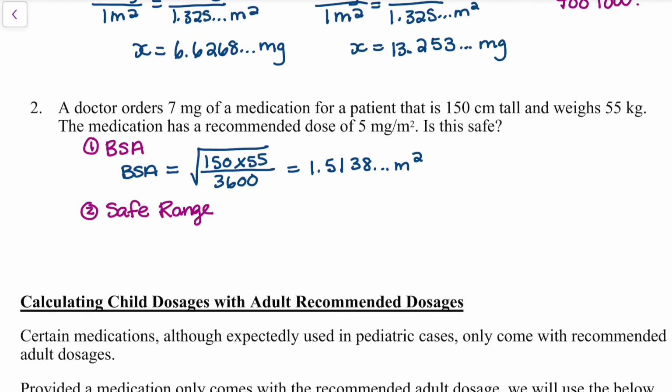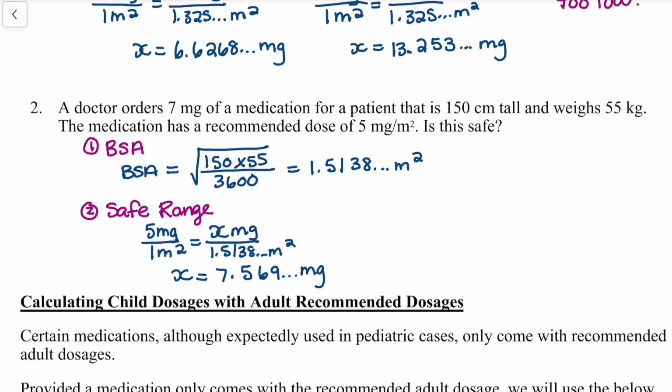Then I'm looking at the safe range, which in this case, they only gave us one number, so we can do our up and down by 10%. And I get 5 milligrams per 1 meter squared. So how many milligrams for 1.5138 so on meters squared? And I get x equals 7.569 and so on milligrams. So I can go up or down by 10%.